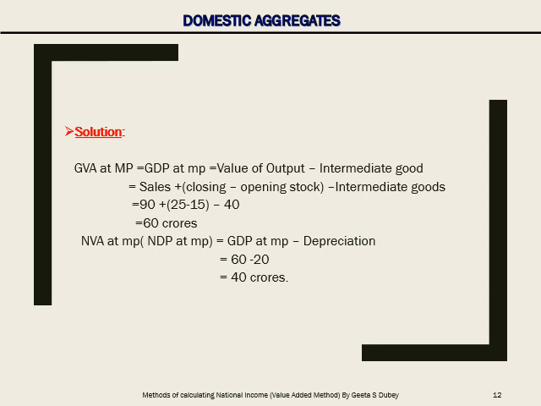price. It is also called gross domestic product at market price. Once you get gross domestic product at market price, we can calculate net domestic product at market price by subtracting depreciation from gross domestic product at market price. By doing so, we get the answer 40 crores.